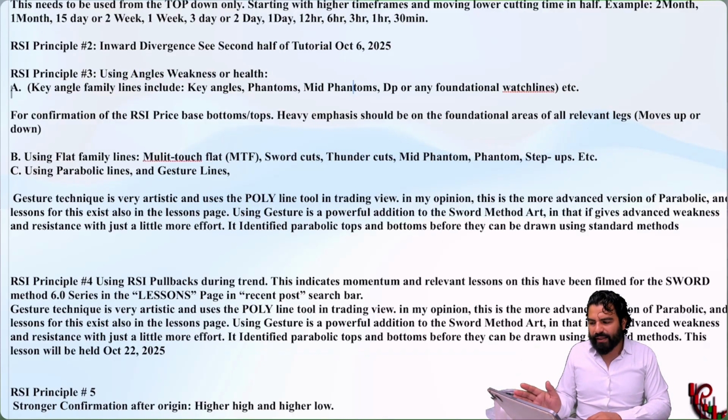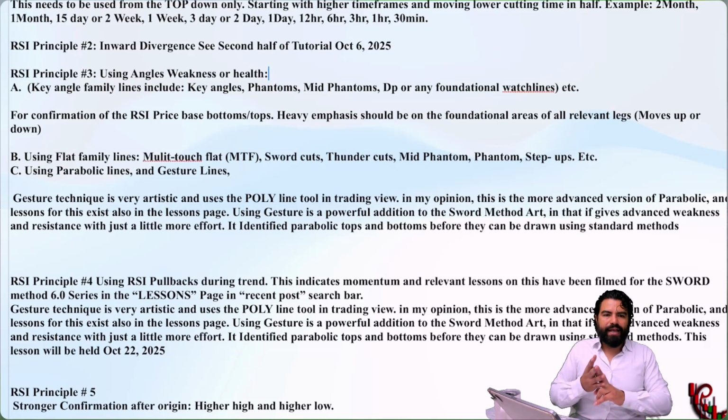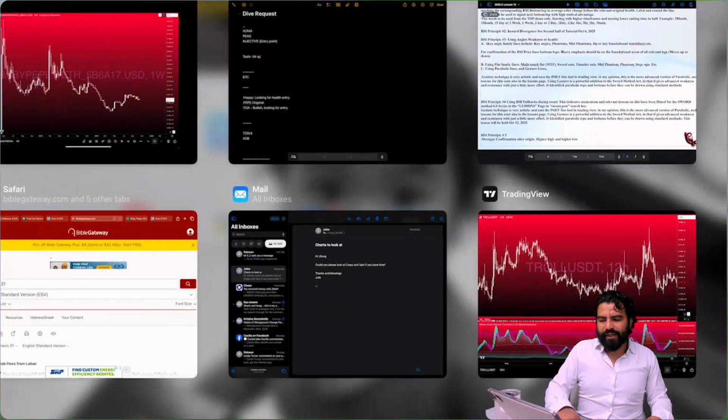What I mean is, last week we started with key angles, which include the key angle family. So I said key angle family lines include key angles, phantoms, mid-phantoms, DP, or any foundational watch lines, etc. So any of the straight angles that we draw on a weekly basis, any of the ones that are found in 5.0 and 6.0 series, and how to draw those, which is not for the scope of today. All of those angles should be used with health and weakness. When we're doing health and weakness, we're just drawing circles on almost any of our lines.